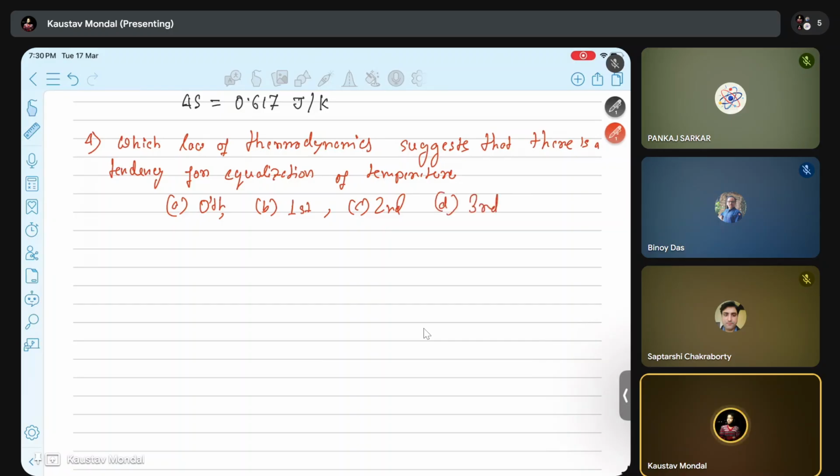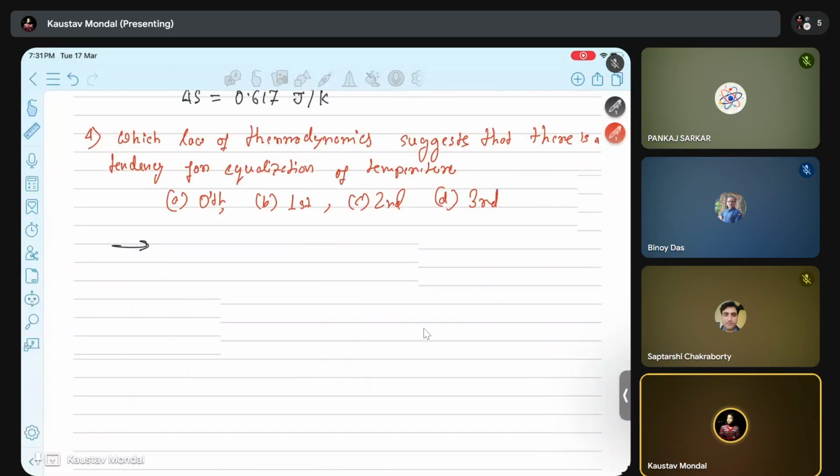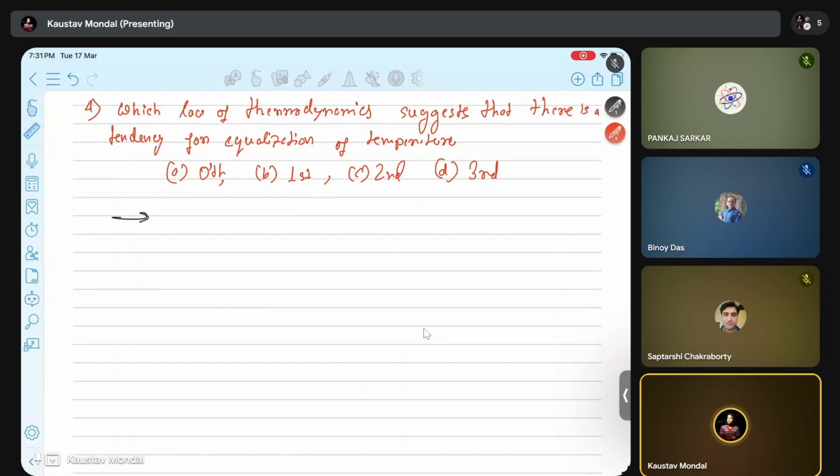We know that from the zeroth law we get the concept of temperature, and that if two systems are in thermal equilibrium, then the temperature should be equal to each other, right? So this equalization of temperature basically comes from the zeroth law of thermodynamics. From the last class discussion, we have discussed this statement of the zeroth law of thermodynamics, right? So the correct option is option A, zeroth law.